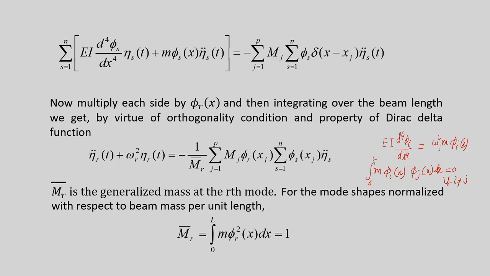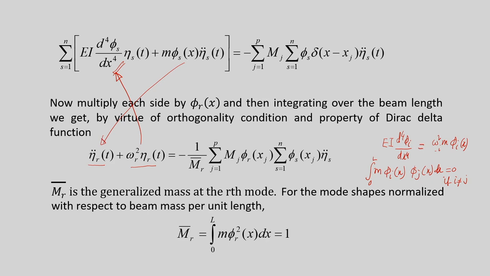Now you can see that when this term is present here, we get an orthogonality relationship that can be applied. So after applying the orthogonality relationship, here you will get eta r double dot t plus, again here you will be able to apply the orthogonality conditions, so you will get omega r square eta r t. So this term you will get actually in this case, the inertia case, and here the acceleration term will come.